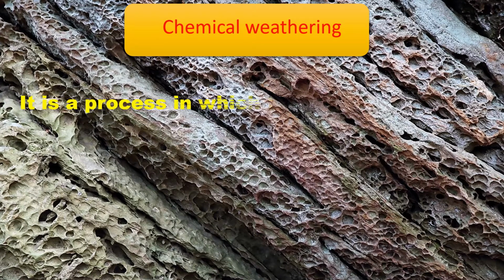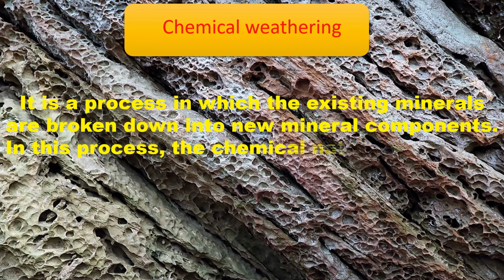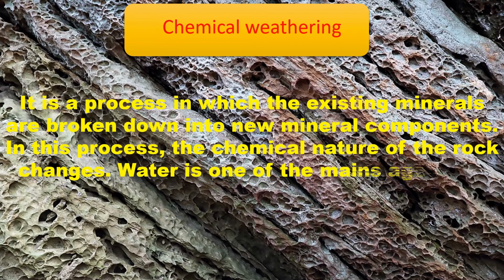Chemical weathering. It is a process in which the existing minerals are broken down into new mineral components. In this process, the chemical nature of the rock changes. Water is one of the main agents of chemical weathering.